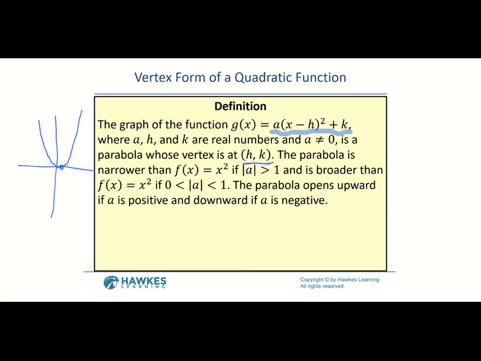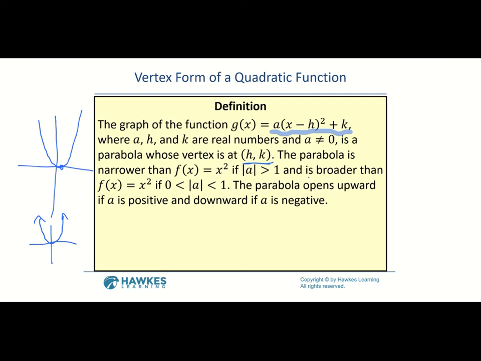Now, let's compare our parabola to x squared. If you were to graph x squared on your calculator, or just look at the standard parabola, it looks something like this. Not fabulous, but a little bit better. If the absolute value of a, so it doesn't matter if a is positive or negative, is a number greater than 1, the parabola is narrower. So the bigger the number, the narrower the parabola is.